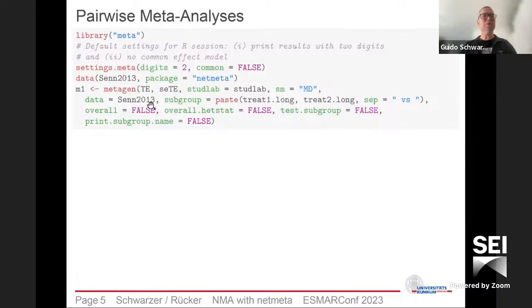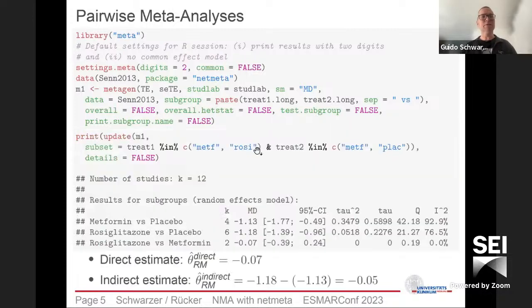What I do here now is, because these are the data of this network meta-analysis with the 10 studies, I define subgroups, and these subgroups are basically the pairwise comparisons. So treat1 and treat2, or treat1.long and treat2.long, are the variables which define which treatments are compared with what, and so on. I say I'm not interested in an overall result across subgroups. No overall heterogeneity estimates should be calculated or shown. No test for subgroup differences, and so on.